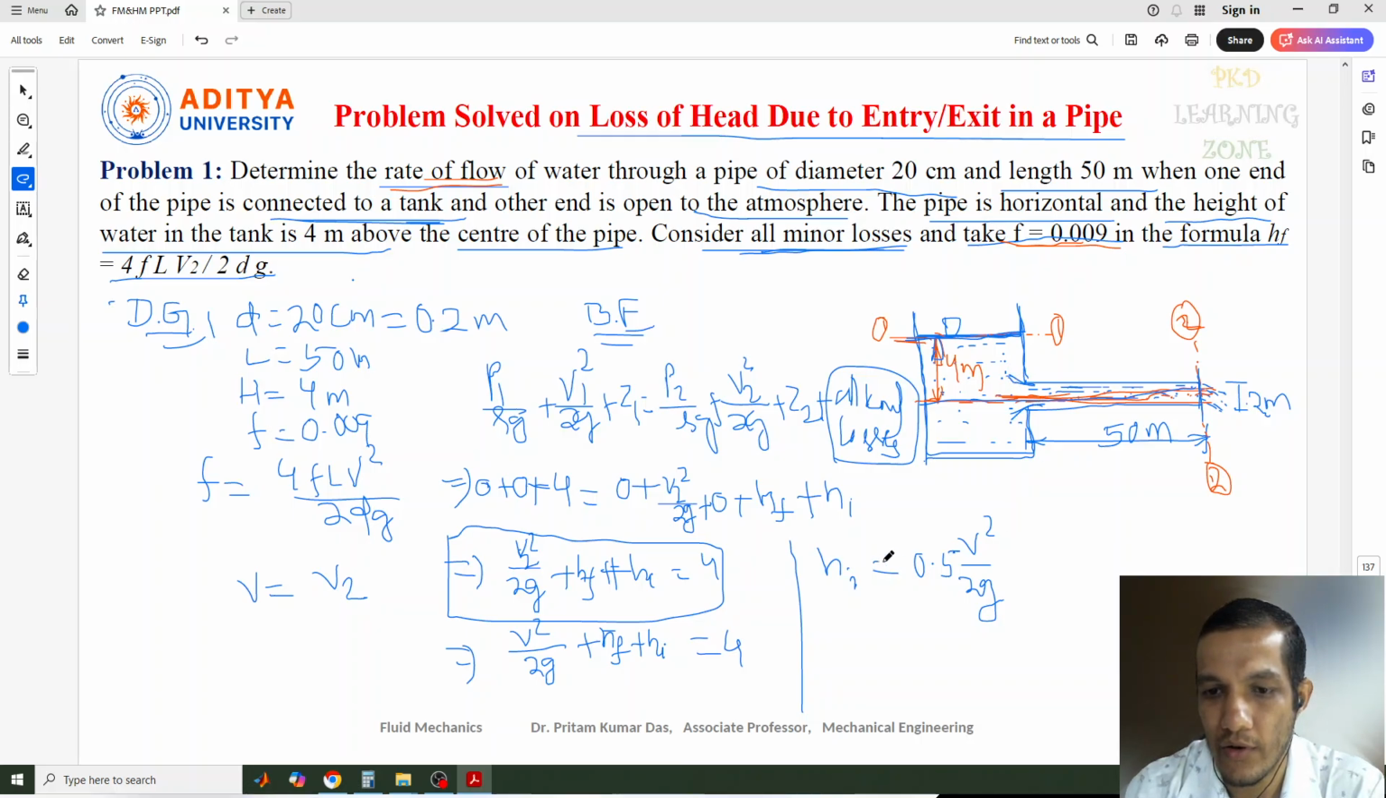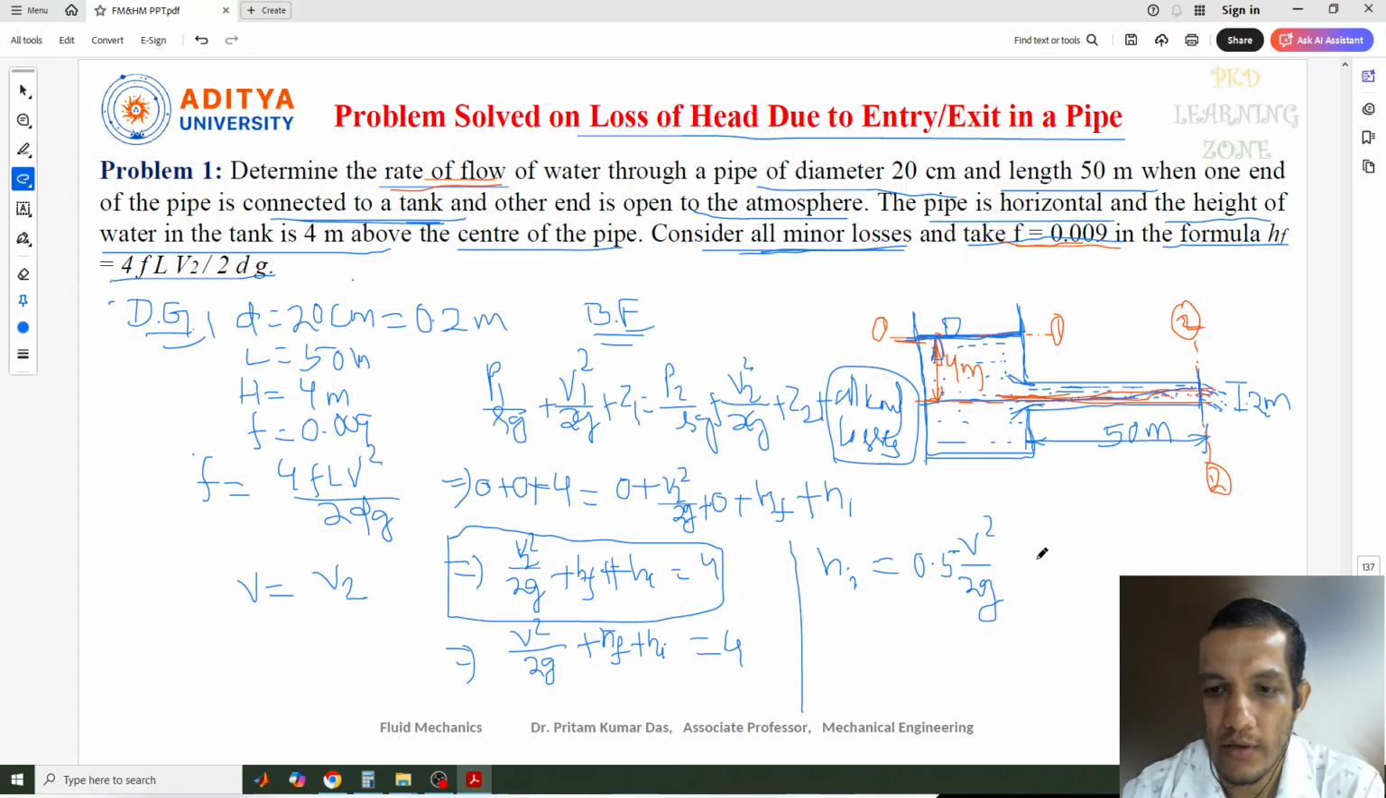So due to that we got this value 0.5 V square by 2g, and HF value already we need to consider, that is again a different equation from what we have considered there. So we need to find out the Darcy-Weisbach equation that we have taken there. Based on that, the friction factor is already given, length is given, velocity needs to be calculated, velocity needs to be identified.